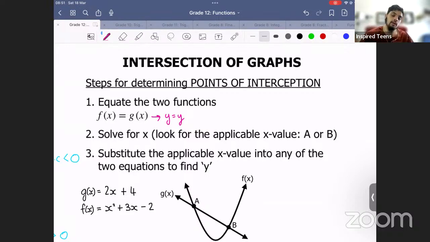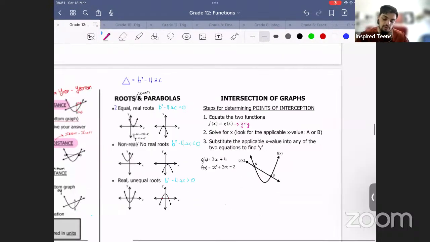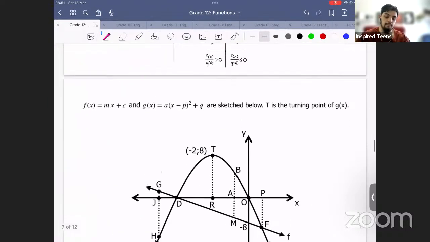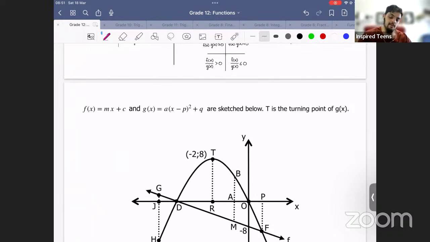So next time we will continue where we left off, which is here. We will do increasing, decreasing, and then interval notation.